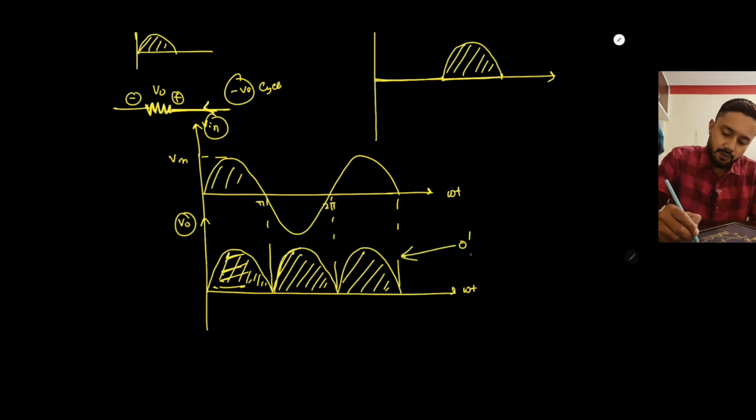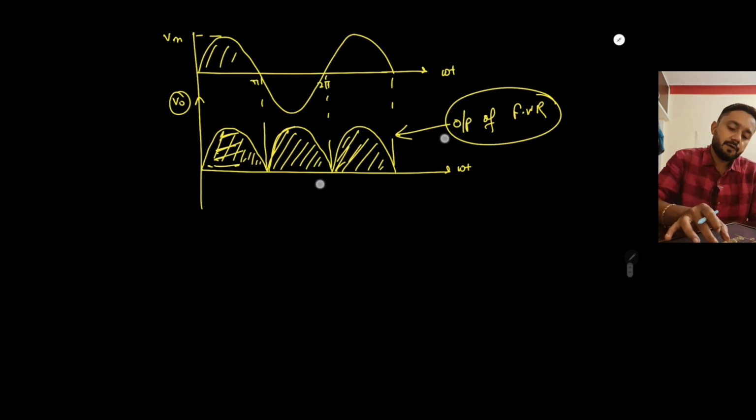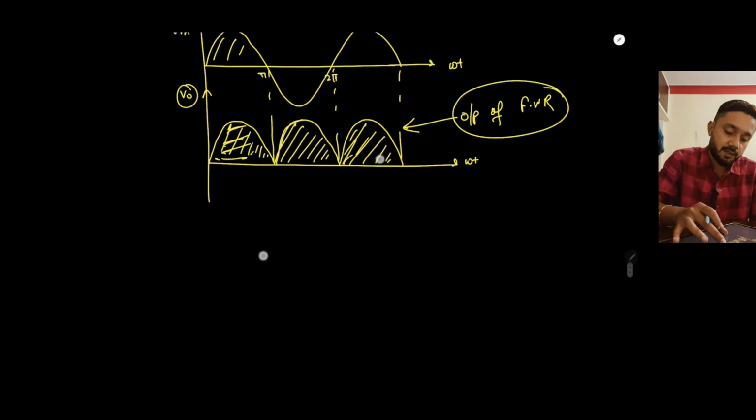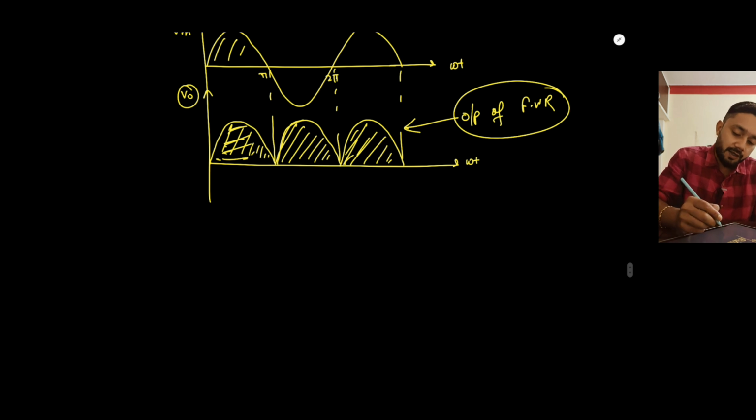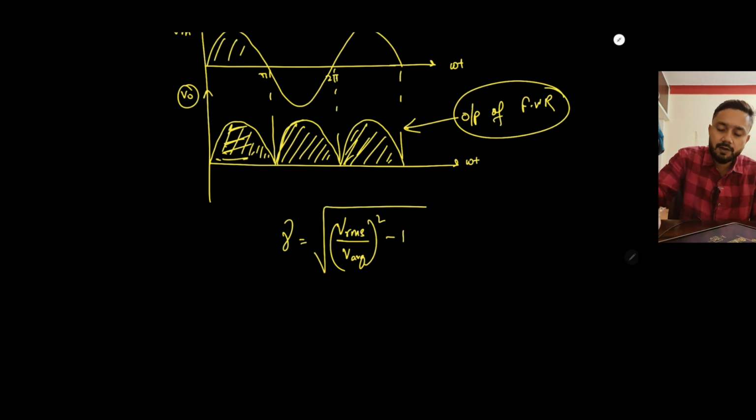Okay, this is the output of the full wave rectifier. Obviously here also ripples are there. This is not a perfect DC. So here also we can calculate the ripple factor. Ripple factor is the square root of (V RMS by V average) whole square minus 1.